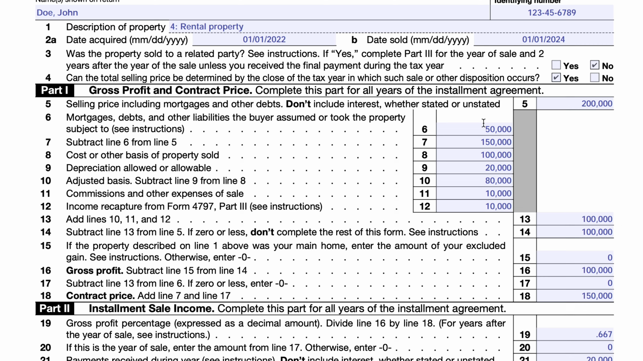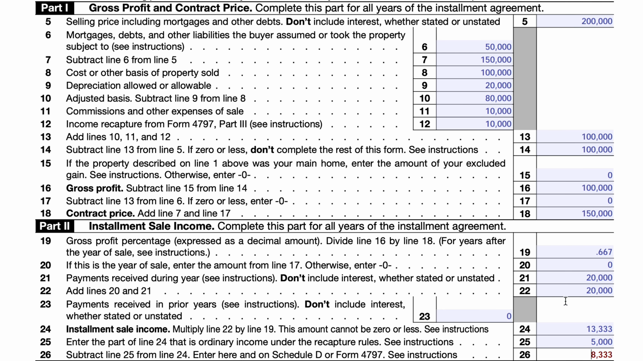So that ends up being 0. And then we're going to add line 17 to line 7. And that gives us $150,000. For intents and purposes, this is our contract price. And that's going to be the price that we're going to use to determine our gross profit percentage under Part 2.